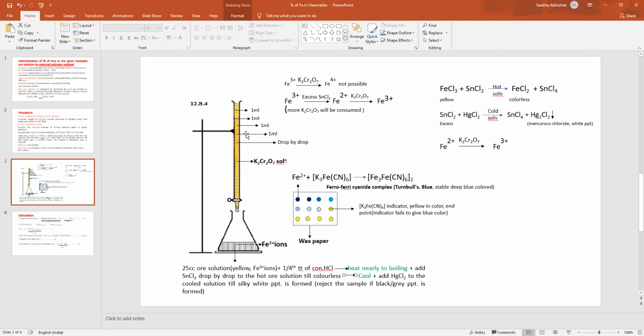Now we already added 1 ml. Now you add an extra 1 ml again. So 1 ml we added, again we are adding 1 ml, so a total of 2 ml of K2Cr2O7. After adding the extra 1 ml, again mix the reaction mixture thoroughly. Again withdraw a drop of reaction mixture and bring it in contact with the second drop of the indicator. The second drop may also give you blue color, indicating there are still ferrous ions left in the solution. Again you add 1 ml.